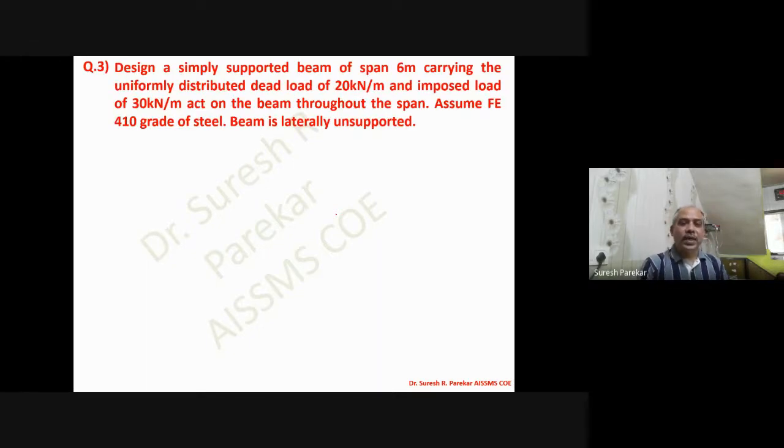Now we will go to the next problem: design a simply supported beam of span 6 meter, carrying uniformly distributed dead load 20 kilonewton meter and imposed load. Same problem we have considered, but laterally unsupported. Here I have not gone for the check of this section, so mainly we can check deflection, and for that we can go 5 by 384 WL4 upon EI. We have to check it for service condition, and that is for 50 kilonewton meter. So I have not considered it over here, and we have this laterally unsupported.